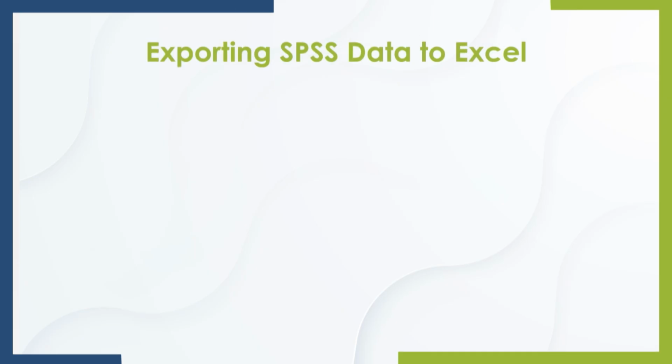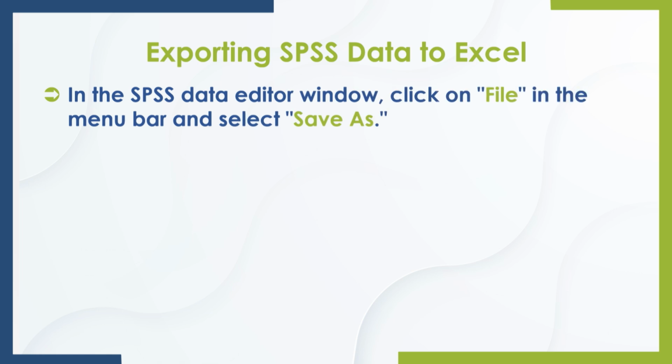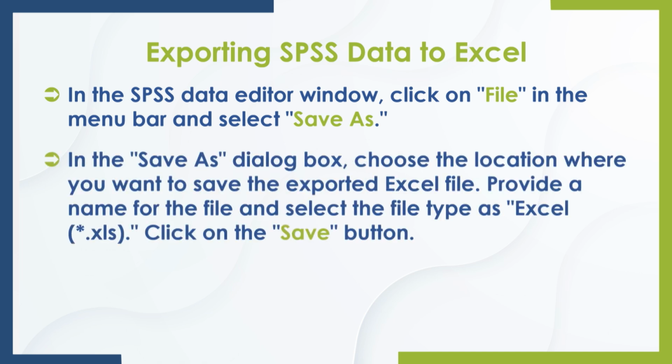Exporting SPSS data to Excel. In the SPSS data editor window, click on File in the menu bar and select Save As. In the Save As dialog box, choose the location where you want to save the exported Excel file. Provide a name for the file and select file type as Excel .xls. Click on the Save button.